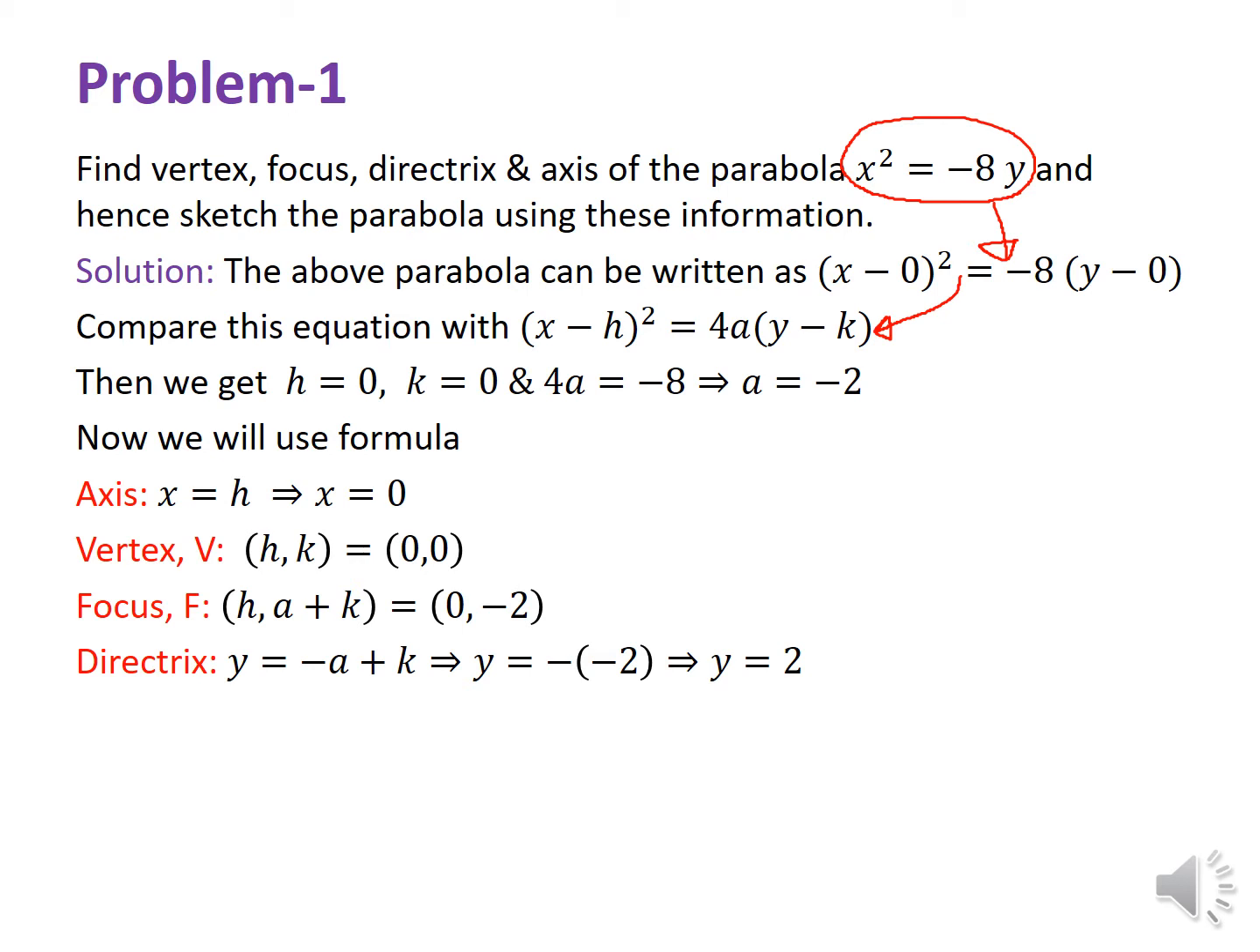After comparing we will get h is equal to 0, k is equal to 0, and 4a is equal to negative 8, which gives a is equal to negative 2. Now we will apply the formula for this type of equation. For the axis we have x is equal to h, which implies x is equal to 0. The vertex is h, k, which is 0, 0. The focus is h comma a plus k, which will be 0, negative 2, and the formula for the directrix is y is equal to negative a plus k, which will give y is equal to 2.